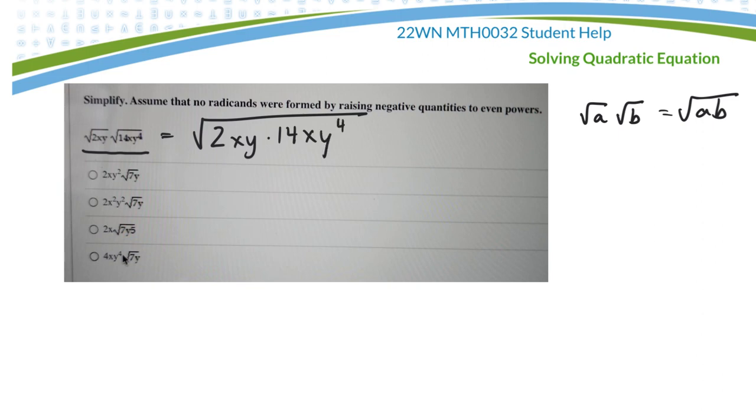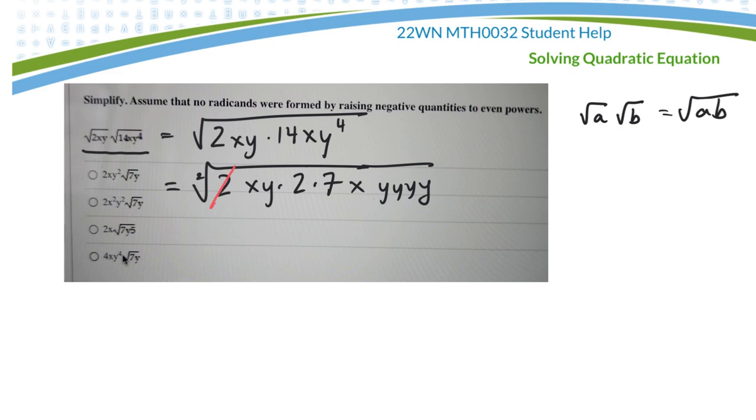Okay, and then we can do sort of what you were doing, breaking the 14 up. So the square root of 2 times x times y times, now 14 is 2 times 7. And then it's got an x and it's got 4 y's. So since it's a square root, I look for two things the same inside, and I can bring one out.